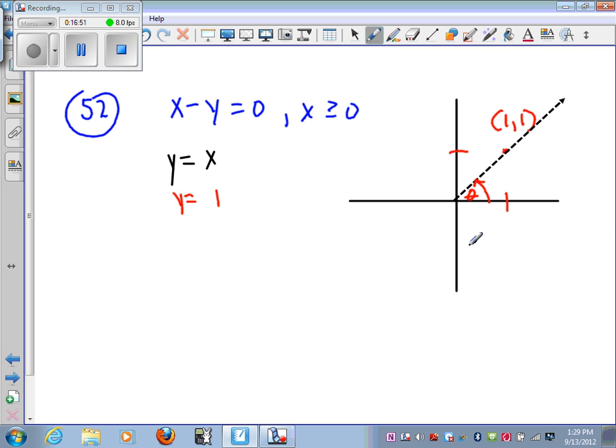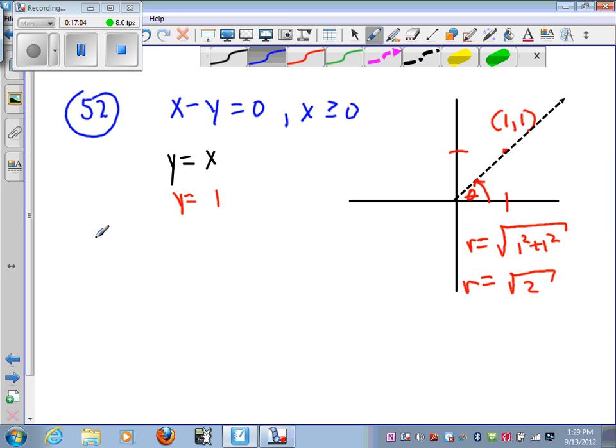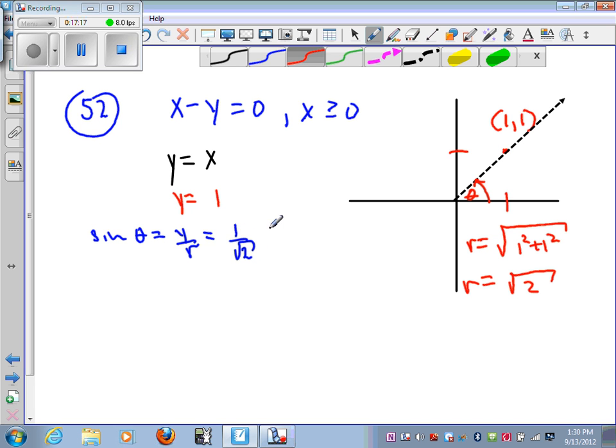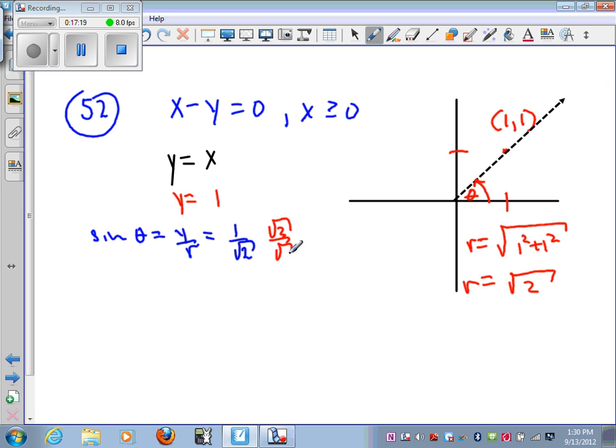And then if we solve for r, it's the square root of 1 squared plus 1 squared, which is the square root of 2. Now we just go down through our trig functions. Sine is y over r, which is 1 over the square root of 2. Rationalize the denominator, and that's going to equal the square root of 2 over 2.